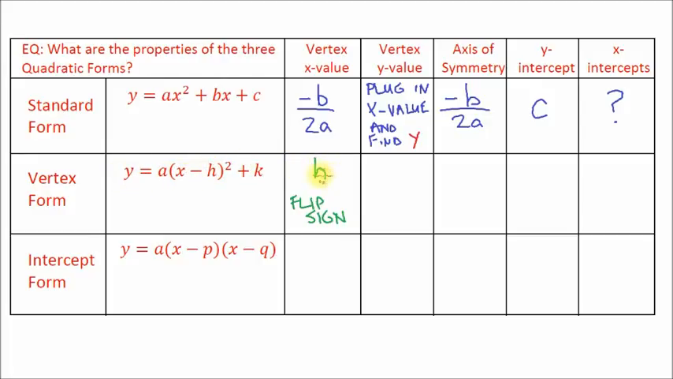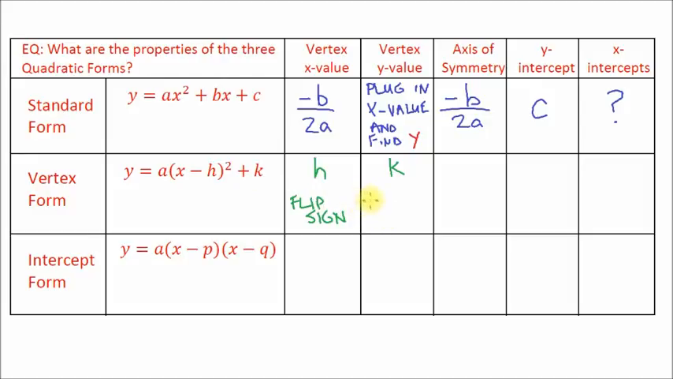If h was negative 2, it would show up in this equation as x minus negative 2, which is actually x plus 2. So you see that the h value is always going to be the opposite sign from what you see in the actual equation. Okay, how do you find the y value? That's just as easy. It's the value of k.